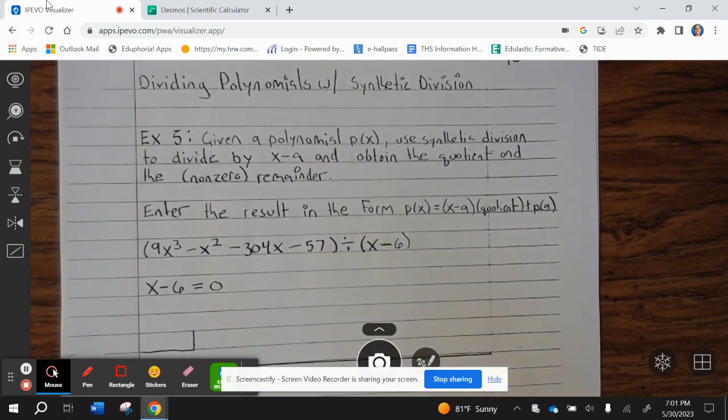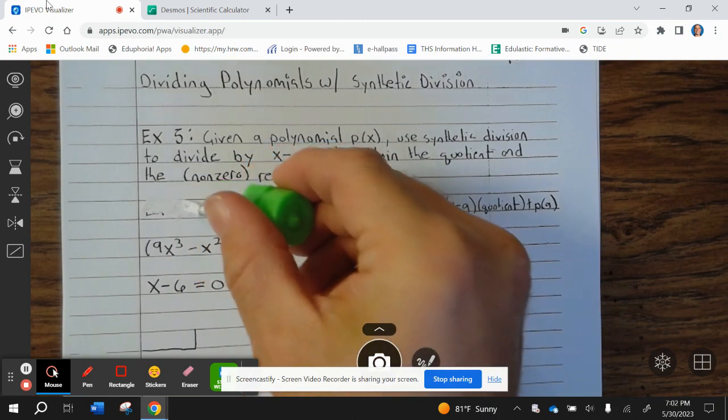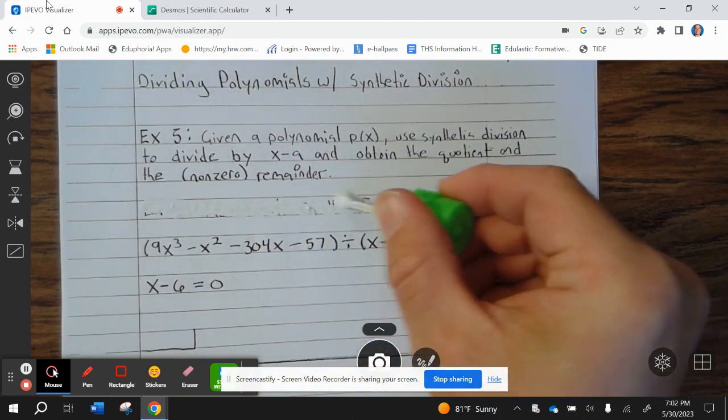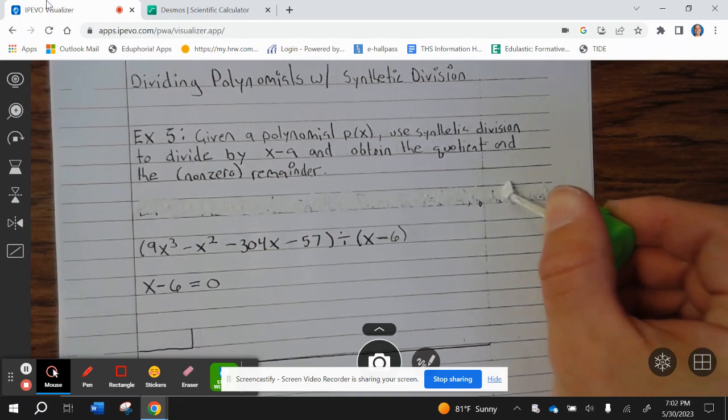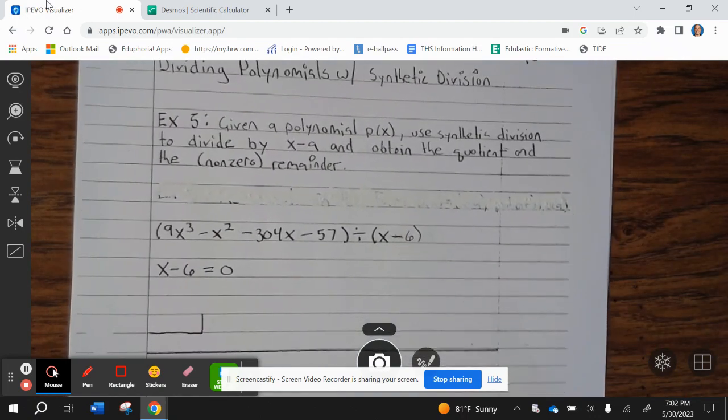Example 5: given a polynomial p of x, use synthetic division to divide by x minus a and obtain the quotient and the non-zero remainder. Enter the result in the form of... we're actually going to remove this. If you have it on your paper and you have whiteout, mark it out with whiteout. If you just have a pencil, you can just mark it out, but we're not going to worry about that.